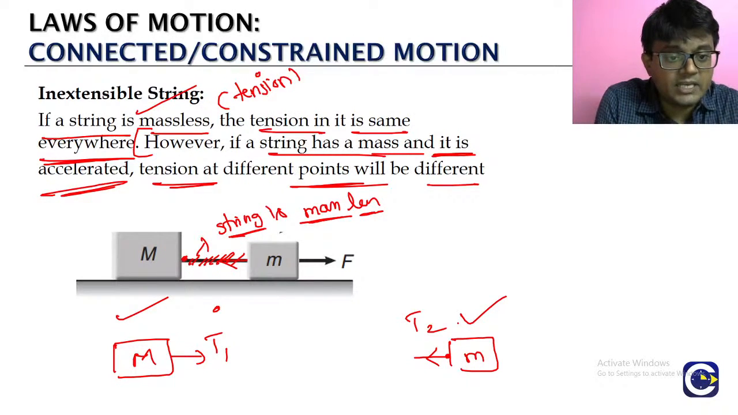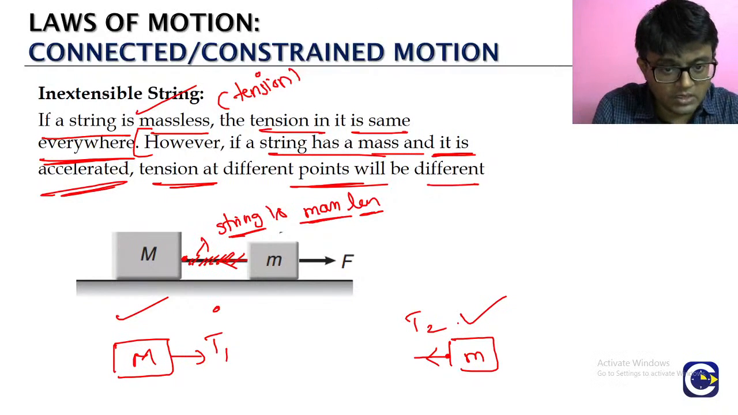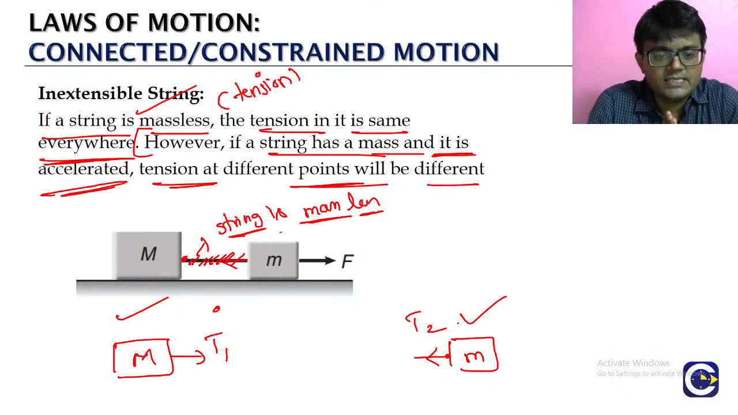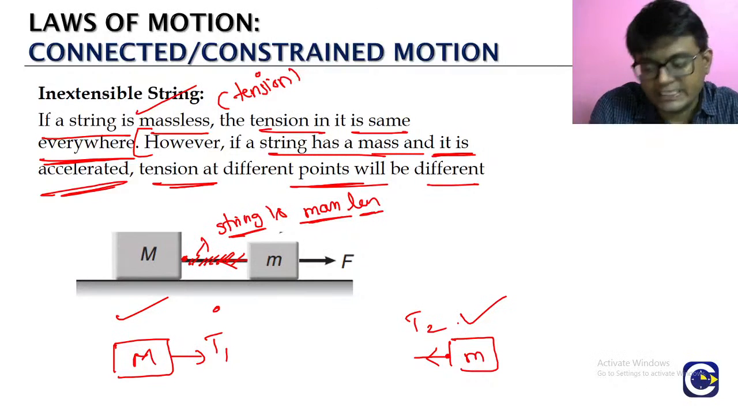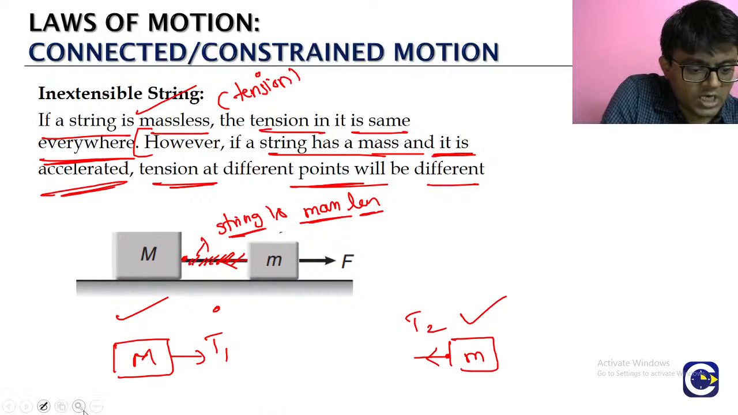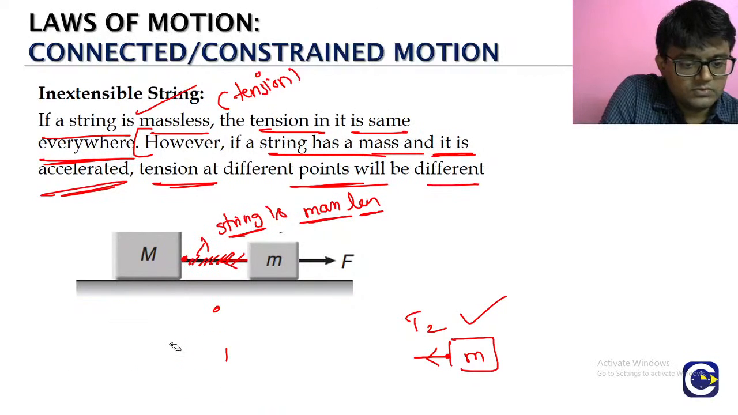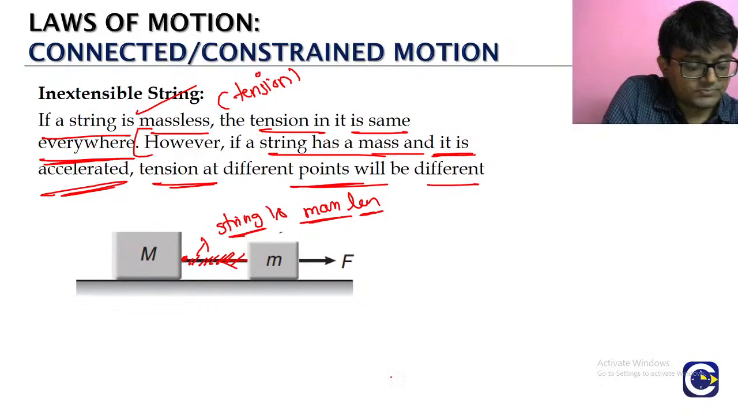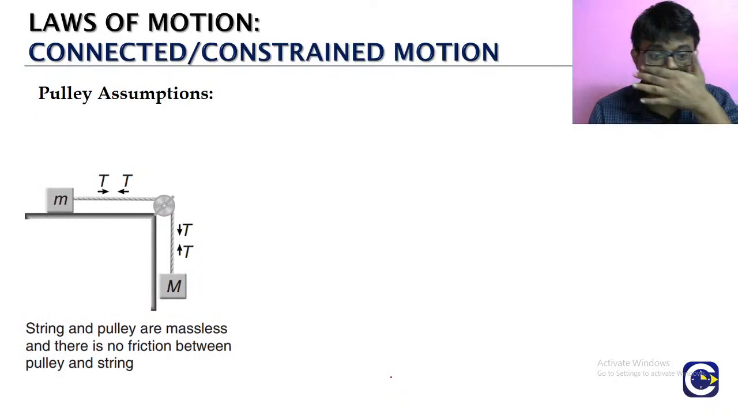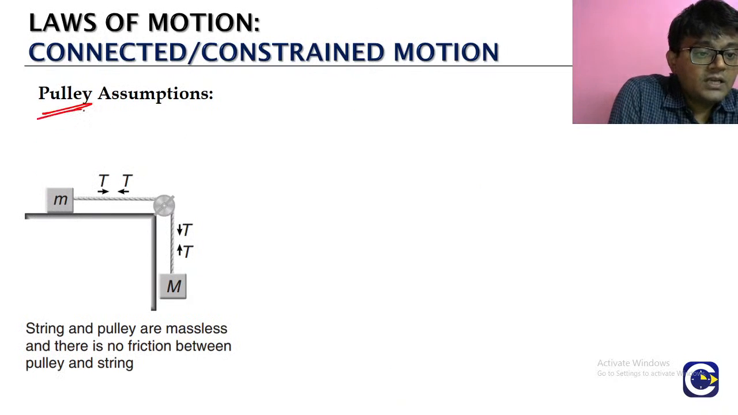But mostly, in the problems that we solve, at least at the basic level, we are going to have problems where the assumption is that the string is massless. Then what is going to be the outcome? Whatever objects are connected to one string, the tension force acting on the objects will have the same value. Okay? The tension force acting on the objects will have the same value. So this is an assumption in terms of the tension force. Next, we are going to look at some more cases. So this is the last and important one.